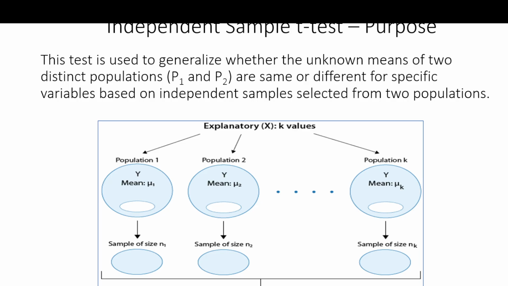So what is the purpose of independent sample t-test? This test is used to generalize whether the unknown means of two distinct populations P1 and P2 are same or different for specific variables based on independent samples selected from two populations. In this sample you can see that we select a random sample of size N1 from population P1, and a random sample of size N2 from population P2, and we are going to generalize whether the mean of a specific variable is statistically same or different between these two distinct populations P1 and P2.